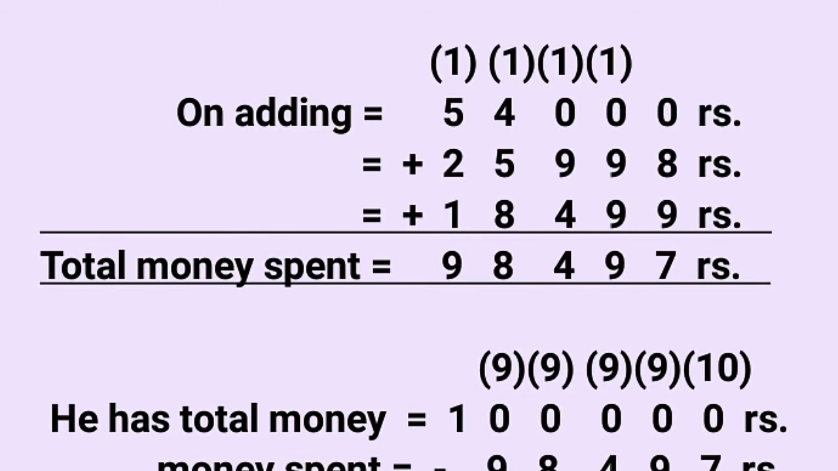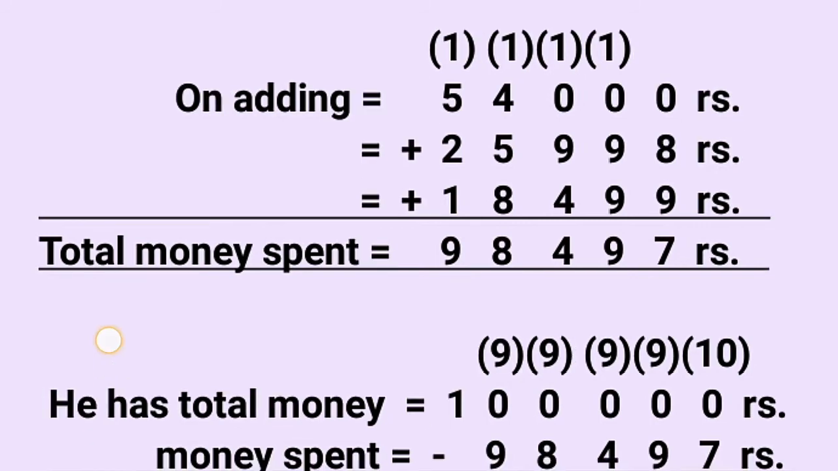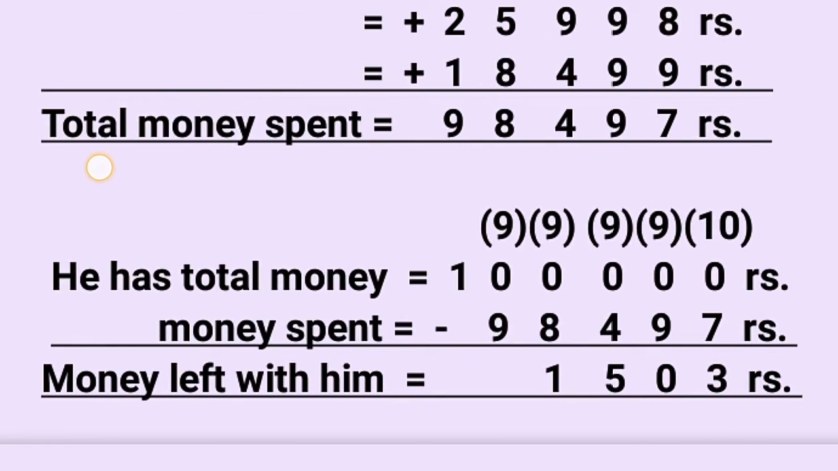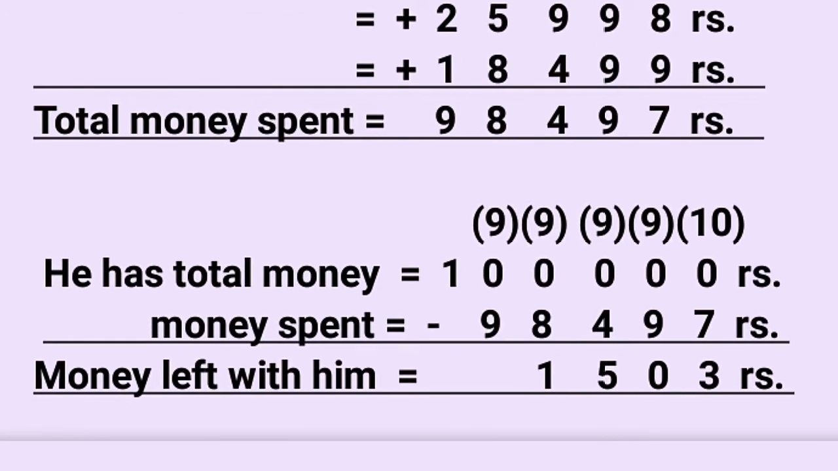So total money spent is equal to 98,497 rupees. Now he has total money equal to 1 lakh, right? And money spent is equal to 98,497. So let's subtract it.